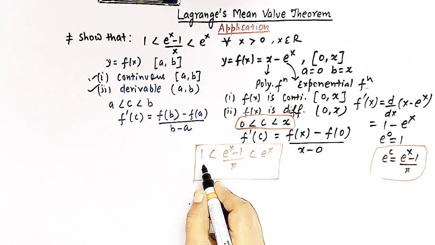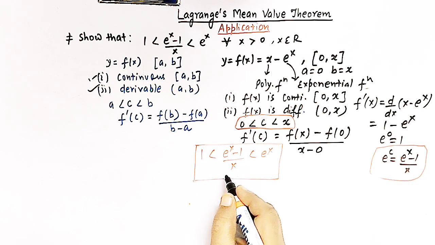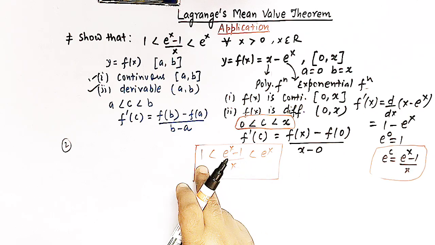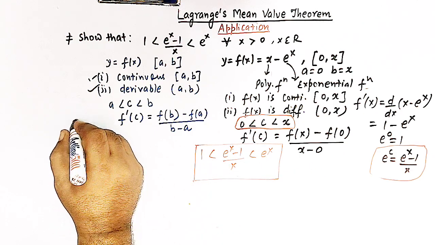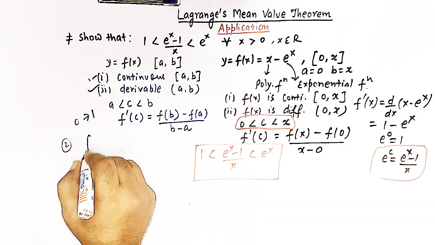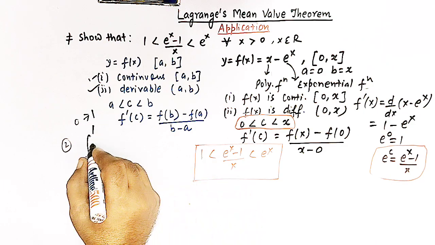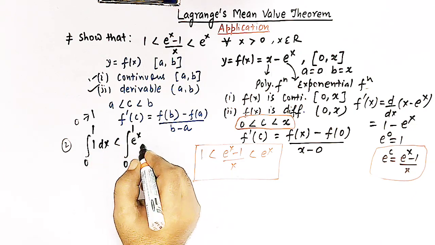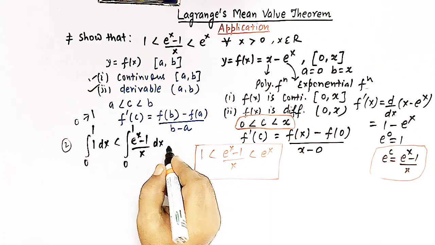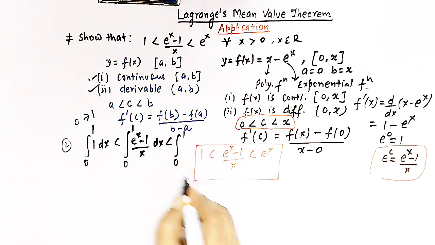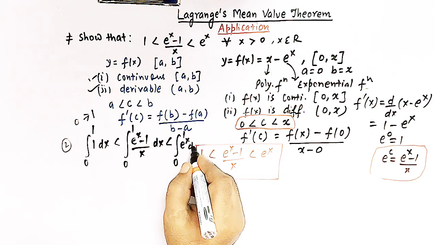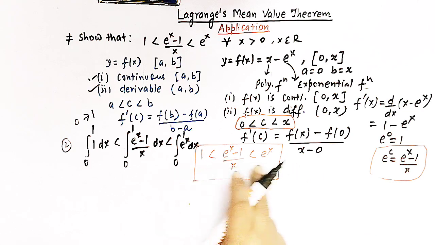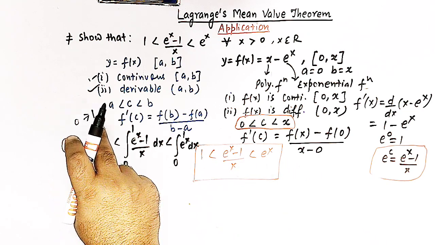So now let us make the second deduction, or the second result. Now see, here if we integrate throughout with respect to x from 0 to 1, then we can write the integral from 0 to 1 of 1 dx, then the integral from 0 to 1 of e raised to x minus 1 over x dx, and the integral from 0 to 1 of e raised to x dx, right?